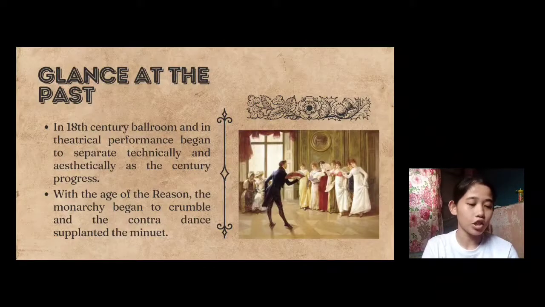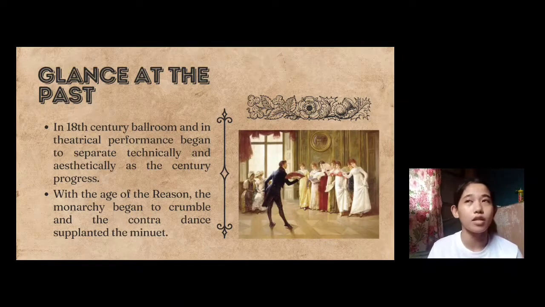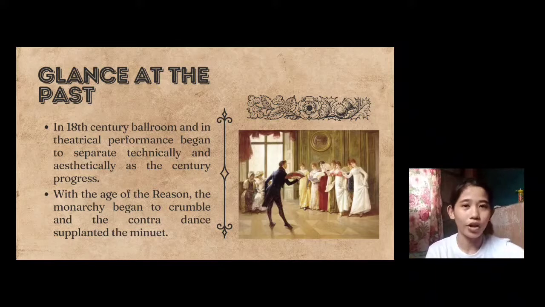In the 18th century, ballroom and theatrical performances began to separate technically and aesthetically as the century progressed. So as time goes by, ang ballroom kag ang mga theatrical dances separated na. Kag ang mga major dance centers nga gina-considered are the French and the English theater. So sa France, in 1700 to 1750, amo na siya ang age of the minuet. Ang minuet, amo na siya ang dance nga ginalink to the monarchy.